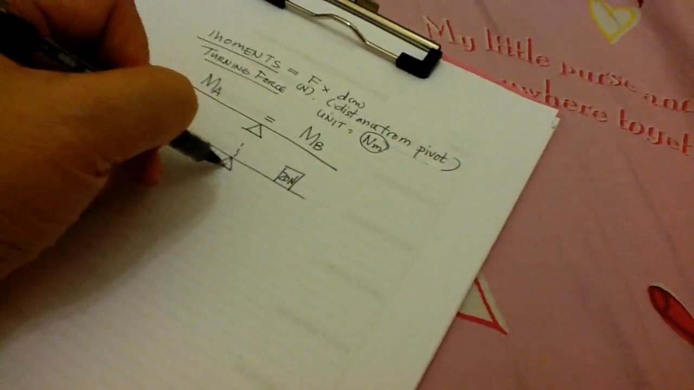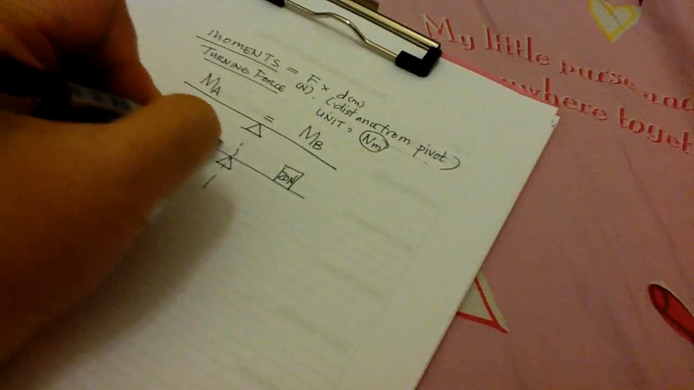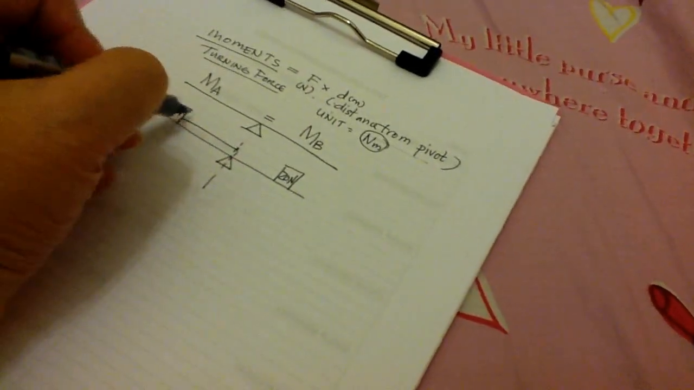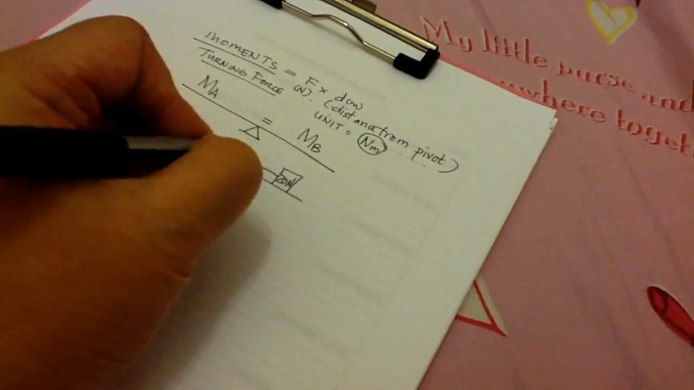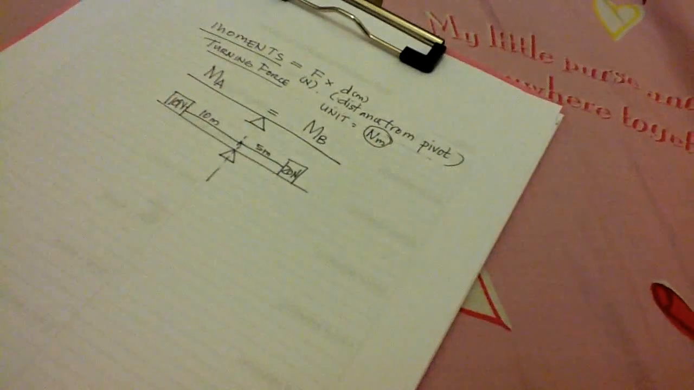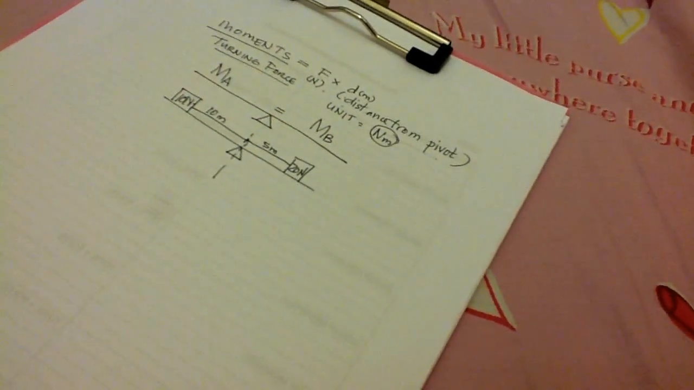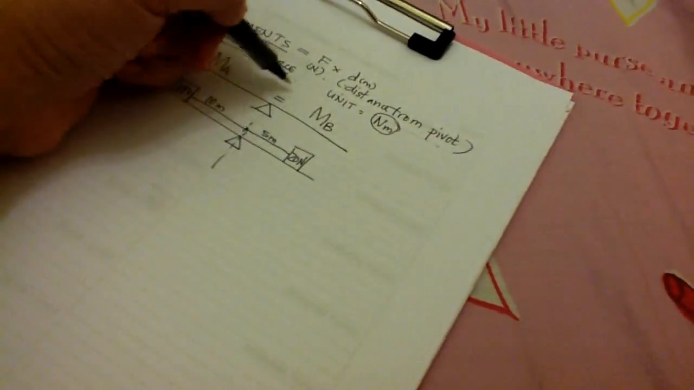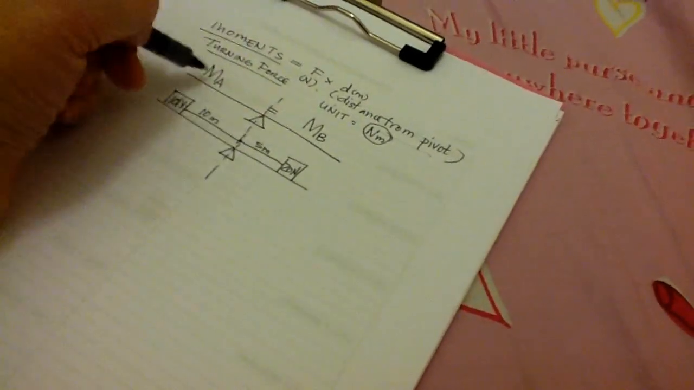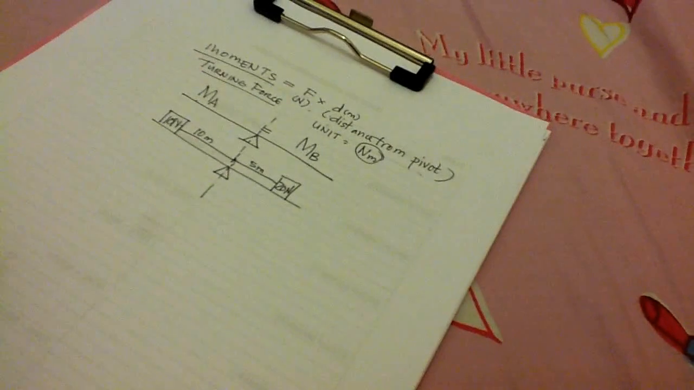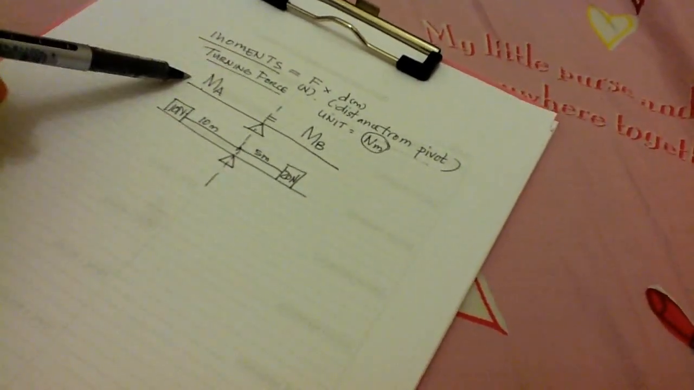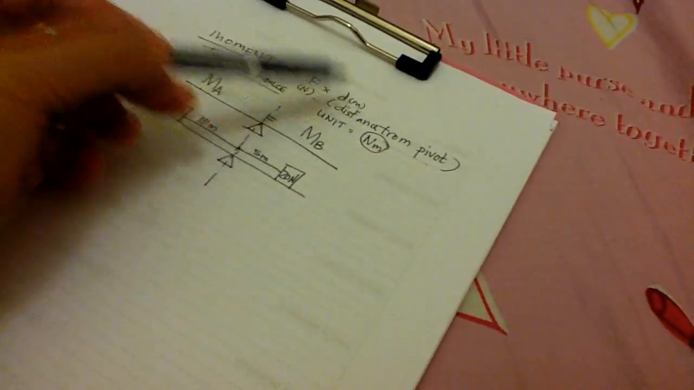Now, distance from pivot: 10 newtons, 10 meters from the pivot; 20 newtons, 5 meters from the pivot. So let's compute first for side A, the moments of side A. To do this, let's go back to our formula, force times distance.